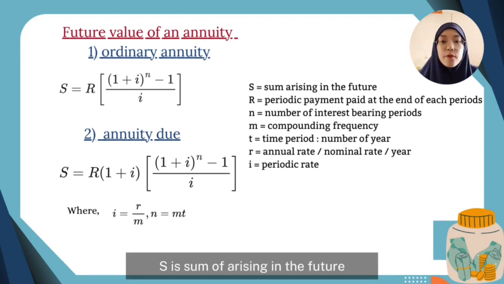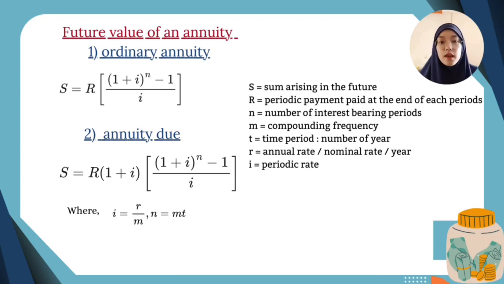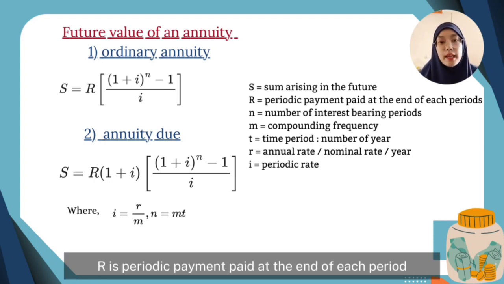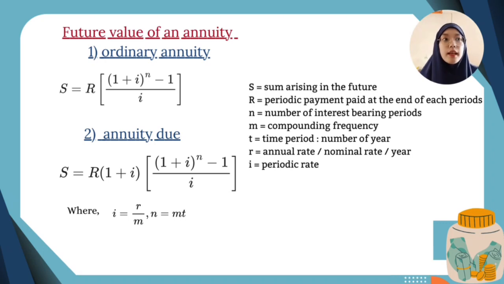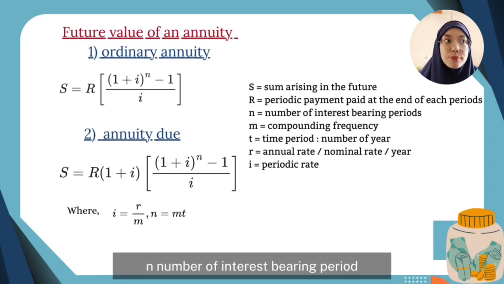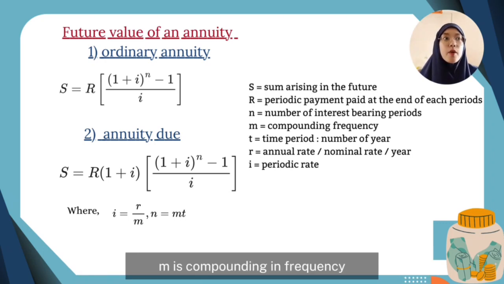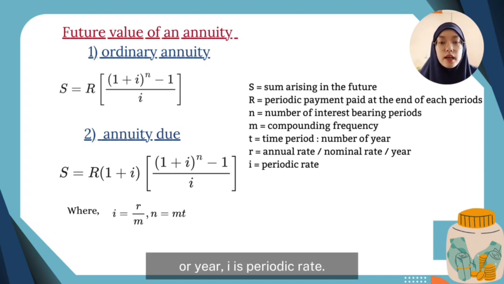S is the sum arising in the future, R is the periodic payment paid at the end of each period, n is the number of interest-bearing periods, m is the compounding frequency, t is the time period or number of years, r is the annual rate or nominal rate per year, and i is the periodic rate.